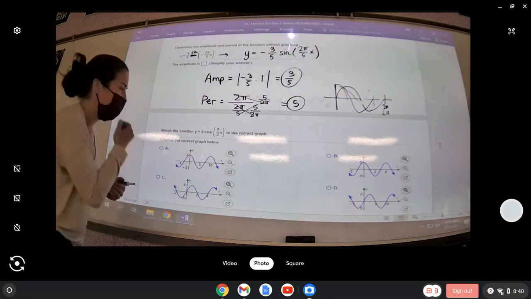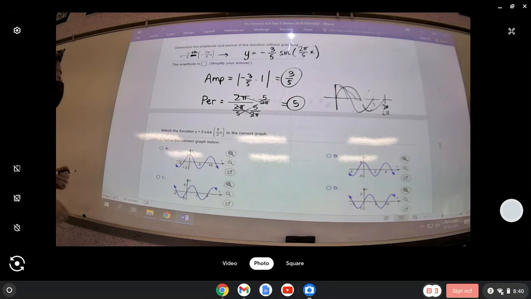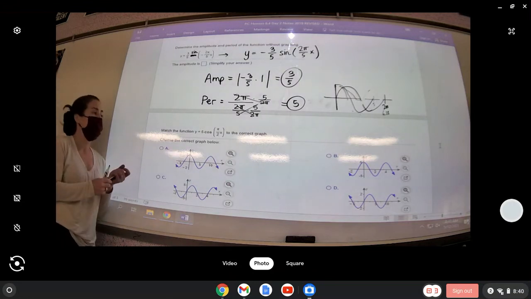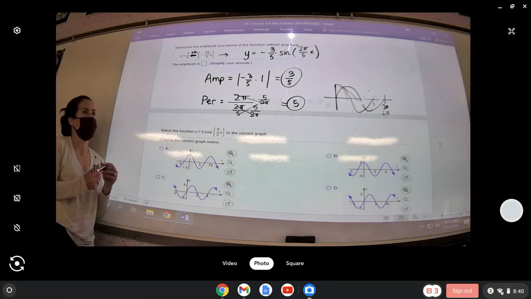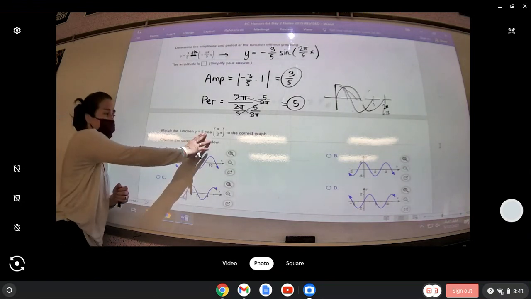All right, let's go to the next one. The next one says, match the function y equals 5 cosine pi over 2x to the correct graph. All right, well, guys, picture this. This is a cosine graph, right?